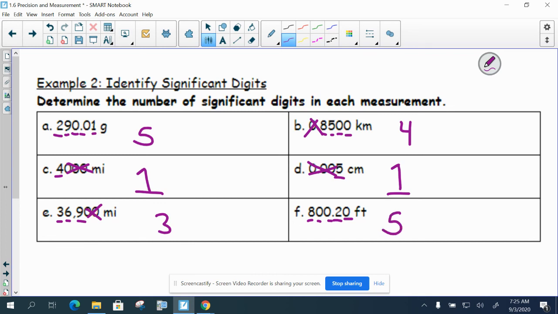So this is part 1 of this lesson. The next video lesson you're going to watch next week is going to be about significant digits and calculations, so how to do calculations using significant digits. There are 2 different rules for addition and subtraction, and for multiplication and division, that will involve a whole other lesson. So stay tuned.